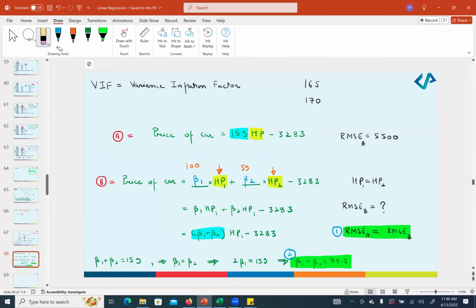Because my model is very intelligent, it is going to say that if you have given me two exactly same variables, what I will do is give them half of the coefficient each. If HP1 won't be equal to HP2, then it would be different. It will be different, yes. Then it is two different variables, right? Then it will be different. Any question on this slide?